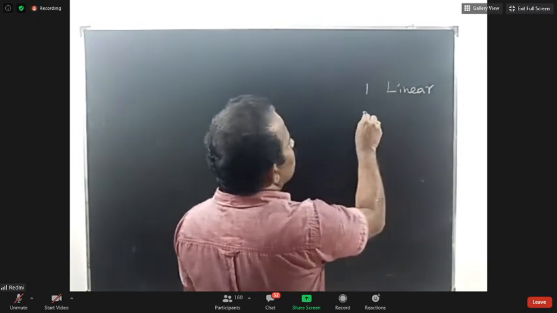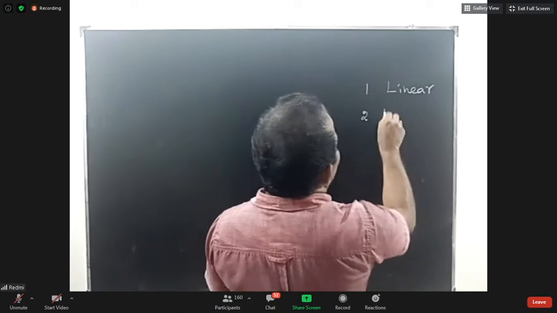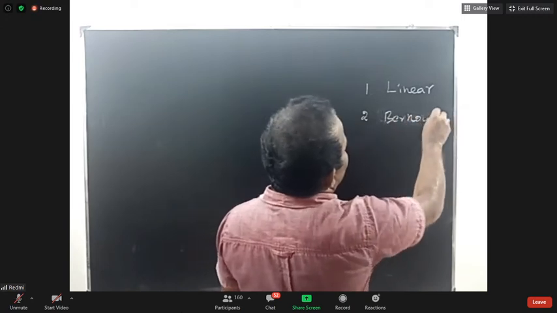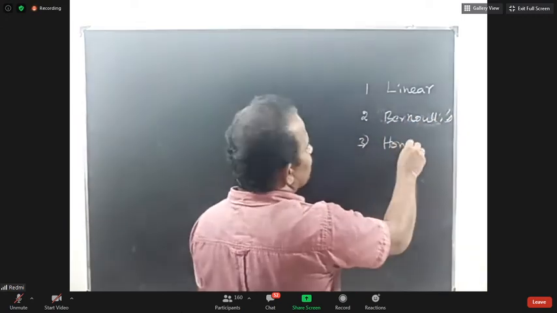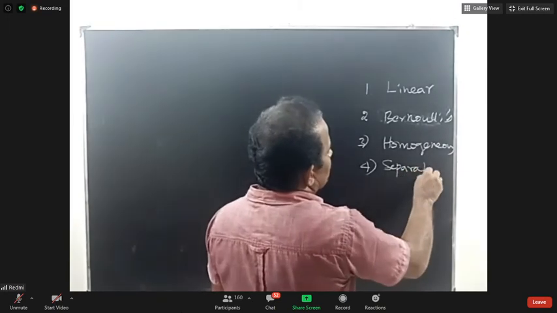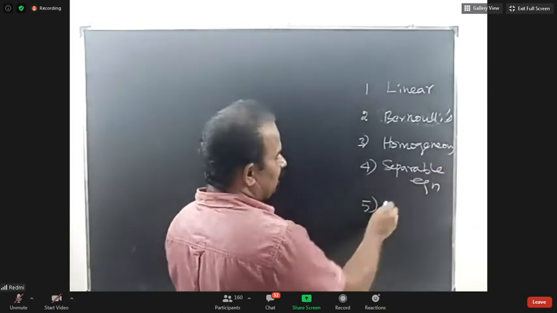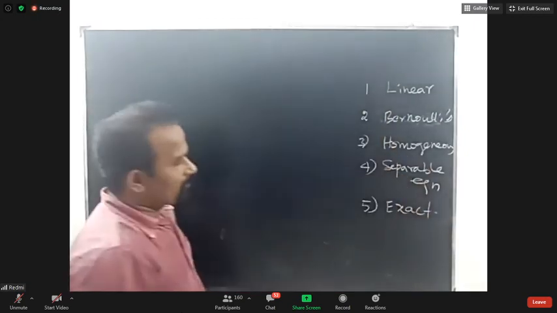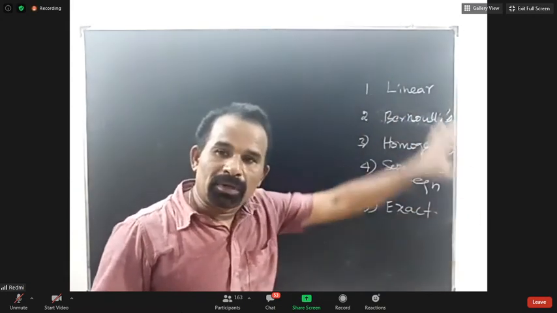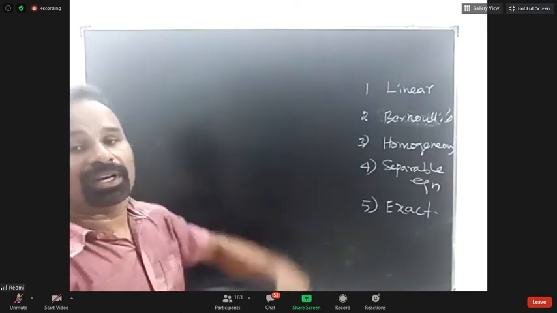Okay, how will the solutions be? So far what we have seen is: number one, what is linear; number two, what is homogeneous; 3 is homogeneous, 4 is separable equations, 5 is exact. So there are these 5 important kinds of equations in first order differential equations.